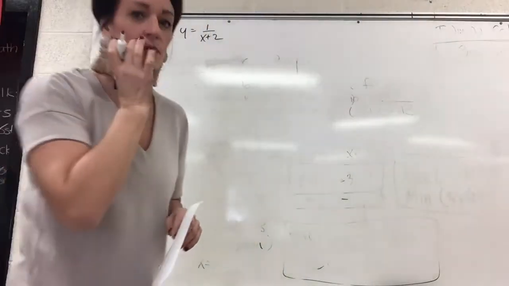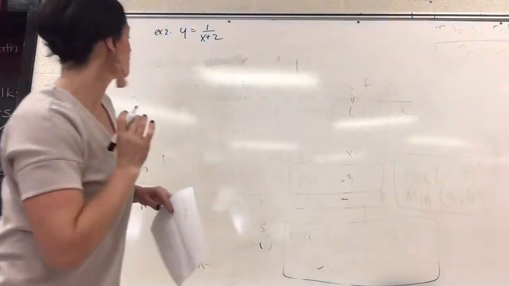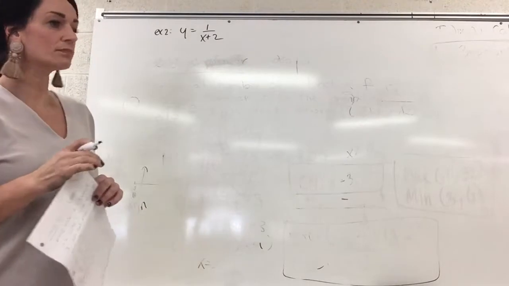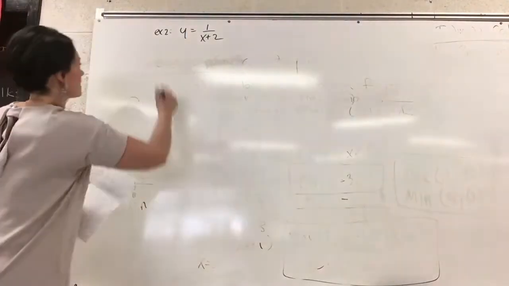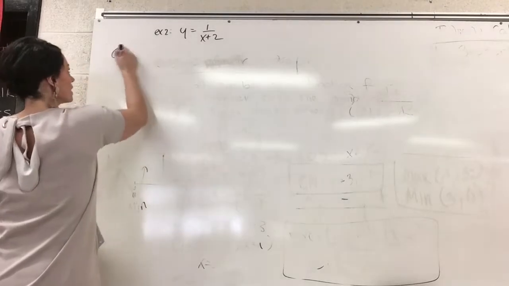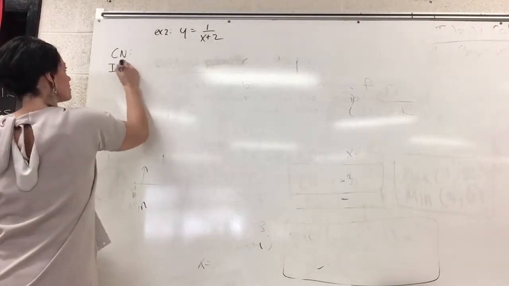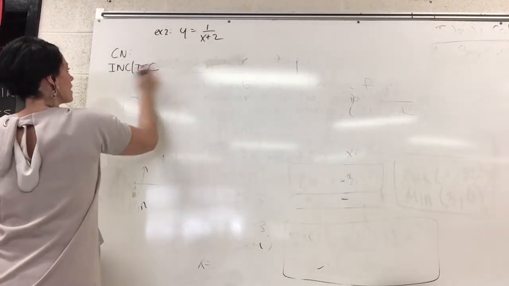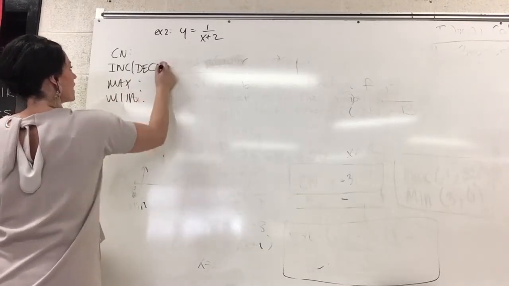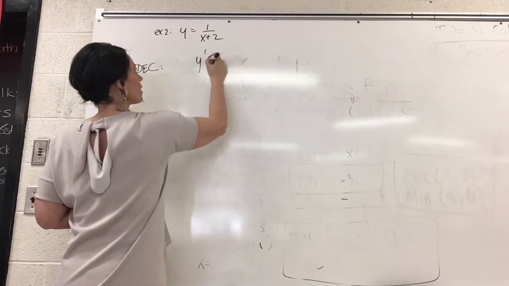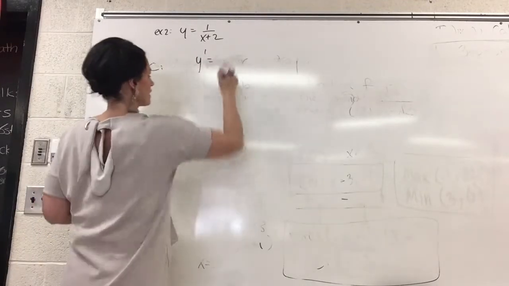Okay, so let's keep going with critical numbers, but we're going to do it with rational functions. So when we have denominators, we have asymptotes, which kind of complicates things. So first thing, if I'm asking you for critical numbers, intervals of increase, decrease, what are my max, what are my min? The very first thing I want you to do is find the derivative and figure out where it equals 0 or where it doesn't exist, okay?